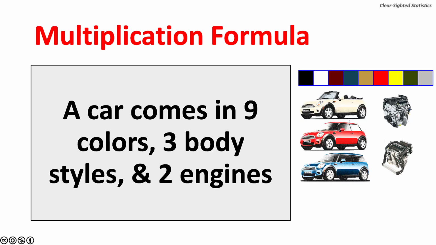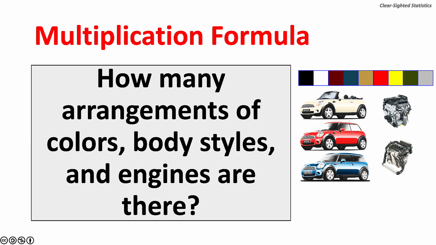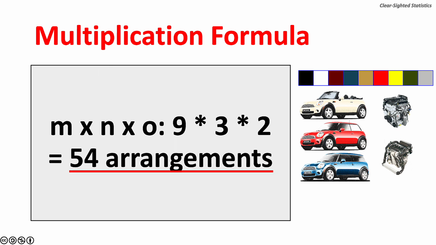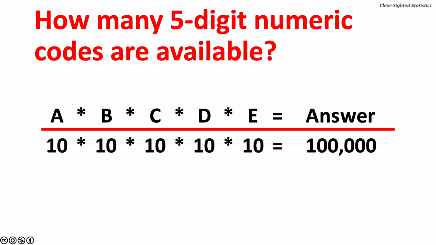A car comes in 9 colors, 3 body styles, and 2 engines. How many arrangements of colors, body styles, and engines are there? M times n times o equals 9 times 3 times 2 equals 54 arrangements. How many 5-digit numeric codes are available? Answer: 10 to the 5th power. 10 times 10 times 10 times 10 times 10 equals 100,000.